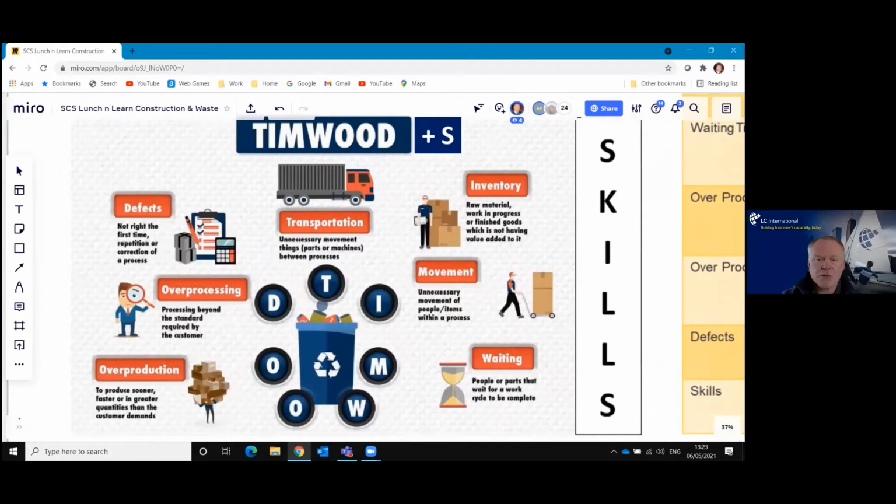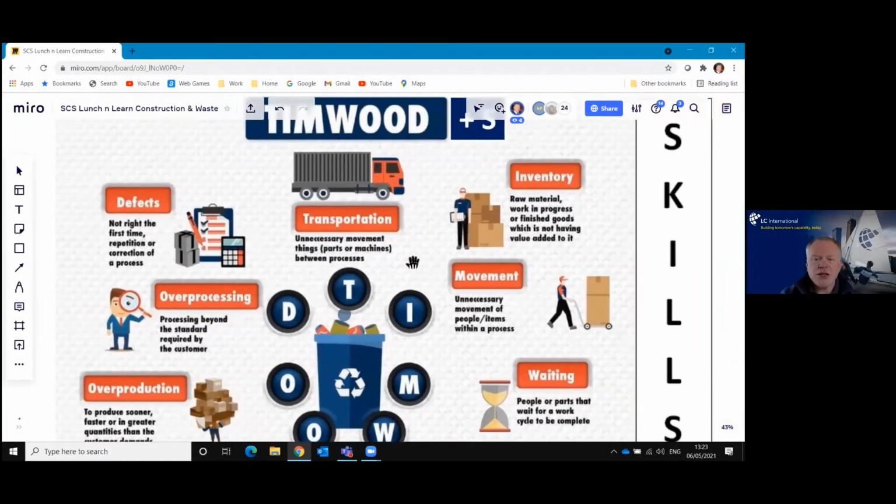So what do we mean by transportation? And what is the waste of transportation? So this is unnecessary movement of parts or machines or materials. Think about what it is you need to perform that task or deliver that project. And do you have those materials around you? Are you able to easily access them without having to go and look for them? Think about the equipment that you use. Is it serviceable? Is it in the place where you last left it? And if the answer to these questions is no, there's a waste of transportation that we need to deal with.